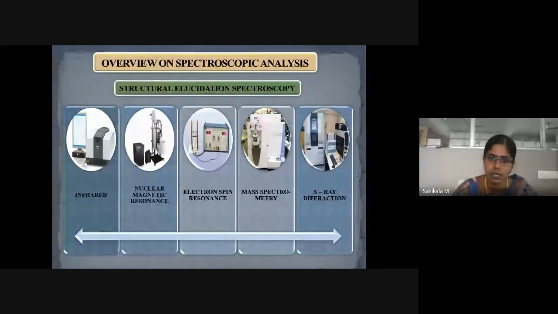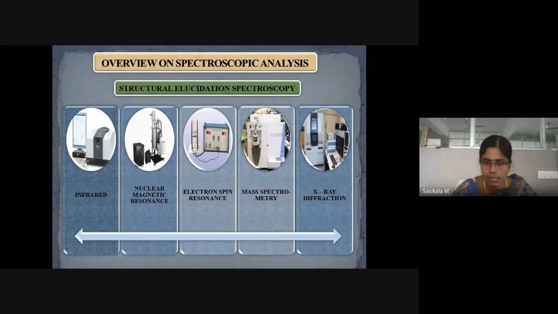So what are the structural elucidation spectroscopic methods? Infrared, nuclear magnetic resonance, electron spin resonance, mass spectrometry, and X-ray diffraction. Five techniques: IR, NMR, ESR, mass spectrometry, and XRD. These are the short forms of these techniques.